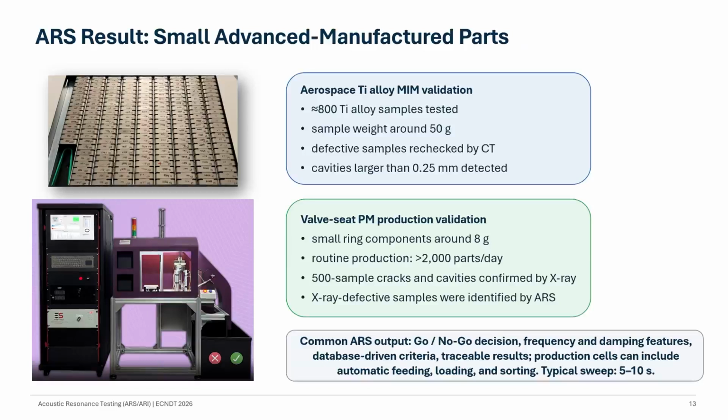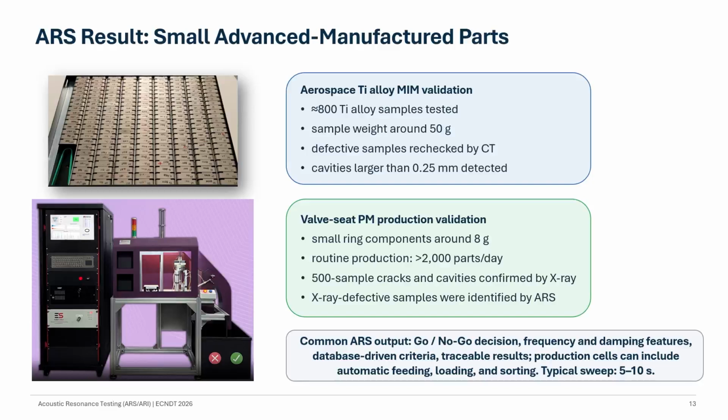This slide shows 2 ARS validation examples for small advanced manufactured parts. In the first Aerospace Ti alloy MIM study, about 800 samples were tested. The samples were around 50 grams, and suspect parts were rechecked by CT. In this application, cavities larger than about 0.25 millimeter were detected.